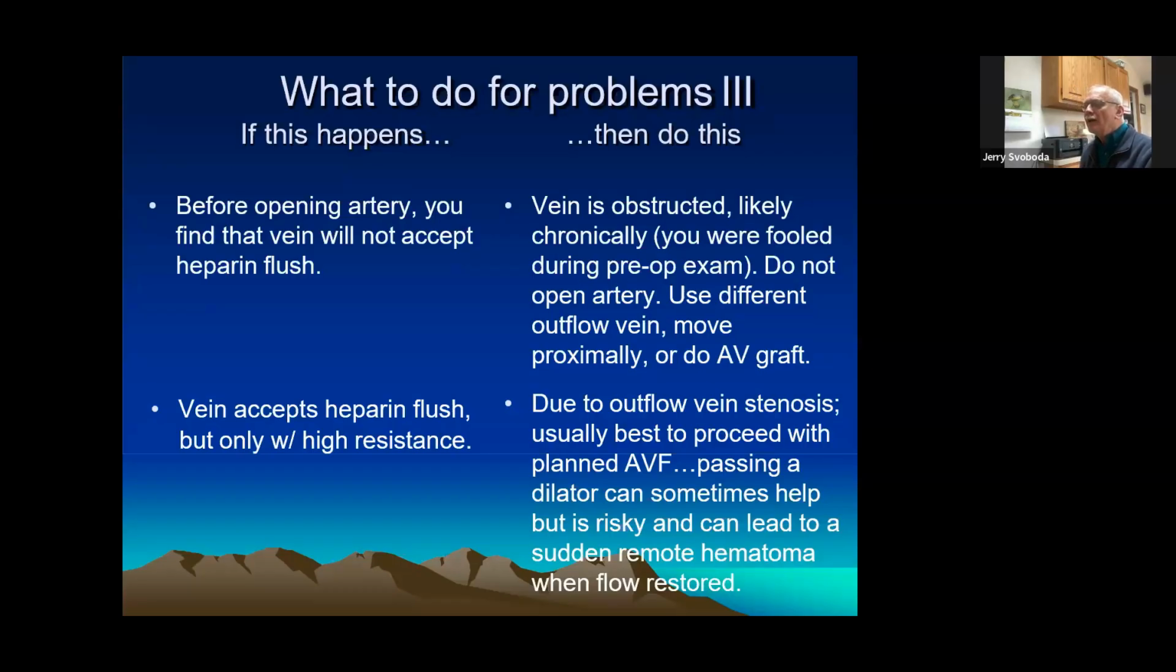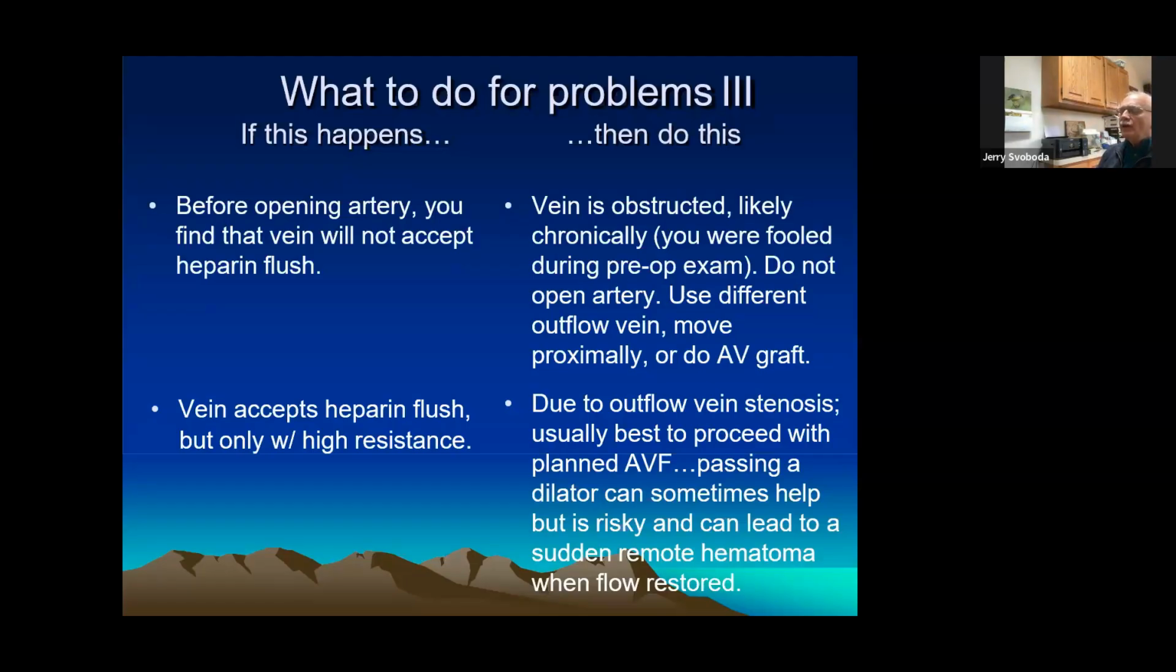What about if the vein accepts heparinized saline flushing, but it's relatively high resistance when you try to flush it in with a syringe? I would go ahead and make the fistula at that point. Passing a dilator, if you have it, can be used to lower that resistance by gently dilating a stenosis, but this has risk to it of perforating the vein.